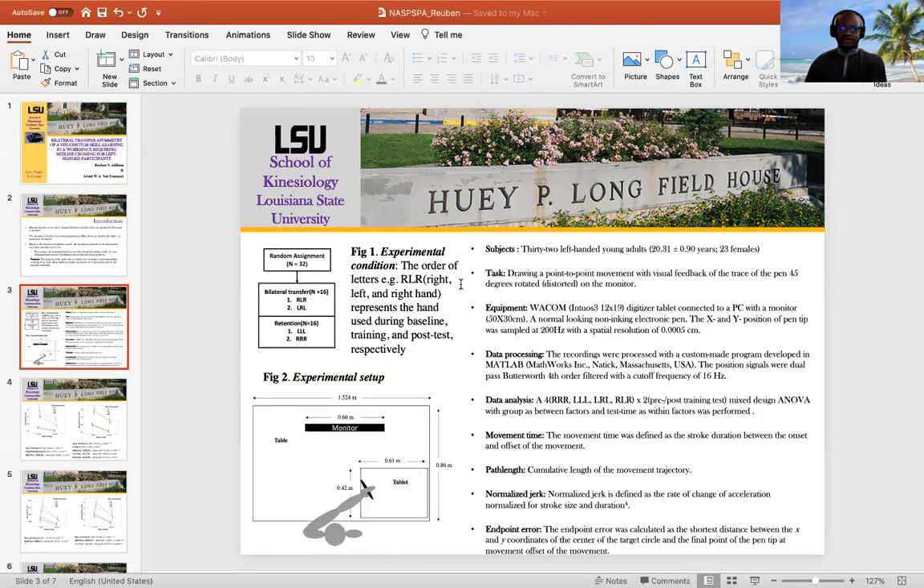In order to test this, we recruited 32 left-handed young adults with normal to corrected vision, who were randomly assigned to one of two groups, the bilateral transfer group and the retention group.